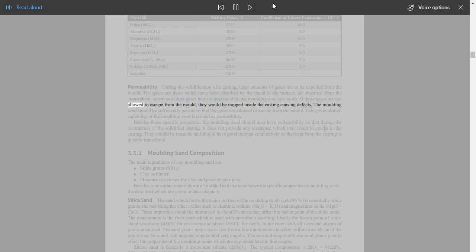If these gases are not allowed to escape from the mold, they would be trapped inside the casting, causing defects. The molding sand should be sufficiently porous so that the gases are allowed to escape from the mold. This gas evolution capability of the molding sand is termed as permeability.